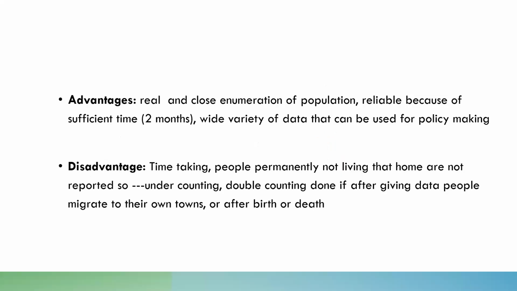So the advantages of this type of census are that a real and close enumeration of population can be done. It's also reliable because there is sufficient time available for collection of the data, and a wide variety of data can be collected with this type of census and used for policy making. But a disadvantage of this type of census is that it is time taking, and people permanently not living at their homes are not reported. So there is undercounting, and double counting if after giving data people migrate to their own towns, and after births and deaths there can also be double counting or undercounting.